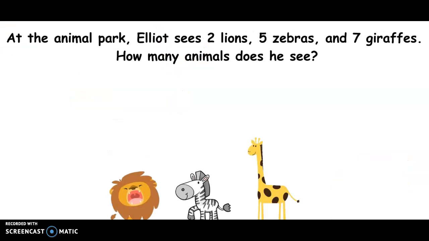Okay, why don't you try this one? At the animal park, Elliot sees 2 lions, 5 zebras, and 7 giraffes. How many animals does he see? Write out that equation. Do you see any 10 partners here? Nope, I don't either, so you have to use a different strategy.